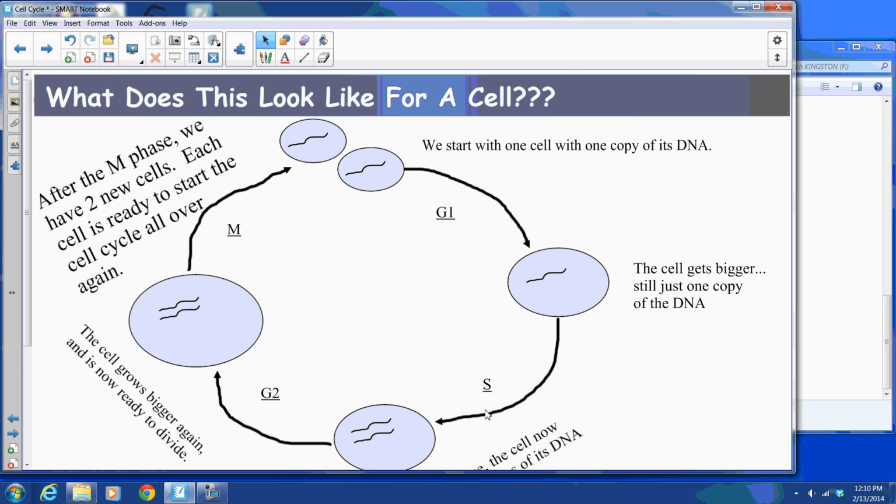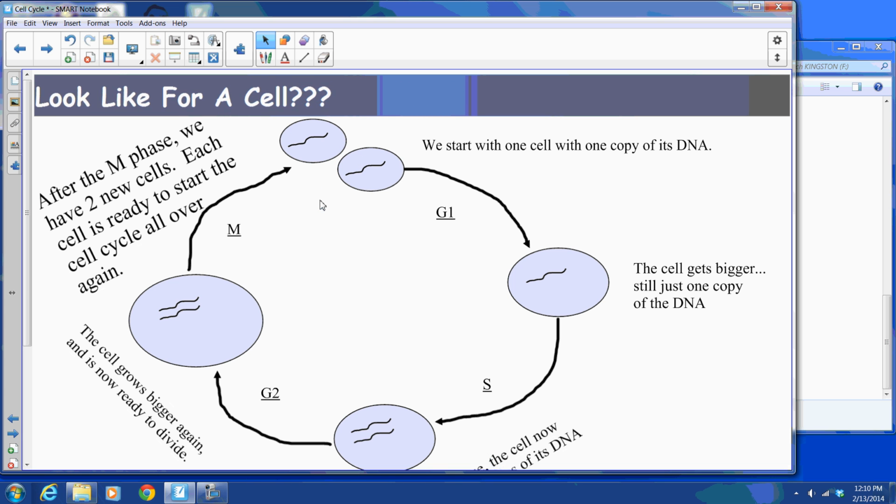So they'll whip through G1, S, G2, and M very, very quickly. They go through the division process very quickly. Other cells, like maybe skin cells or the cells that line your stomach or intestines, are going through this cell cycle every couple of days or so.